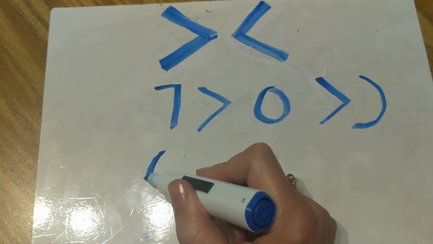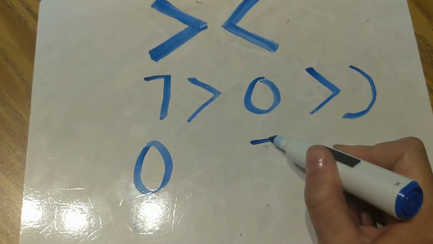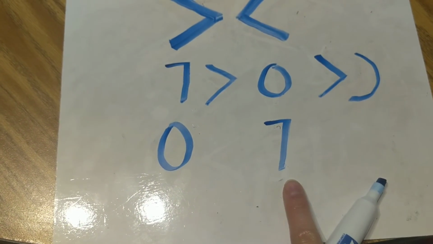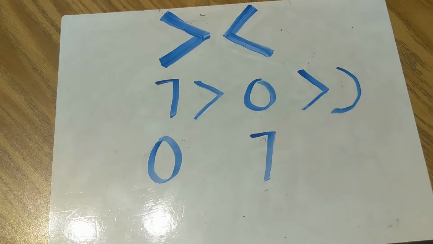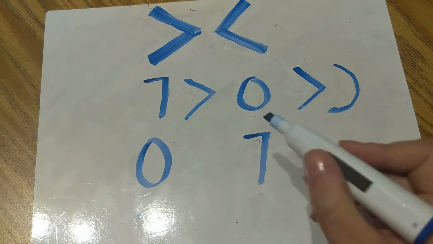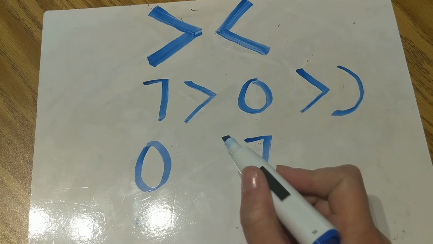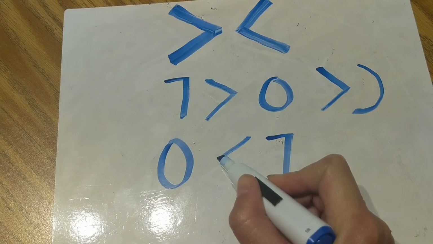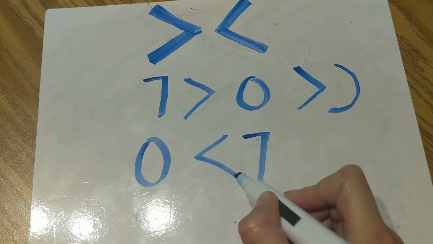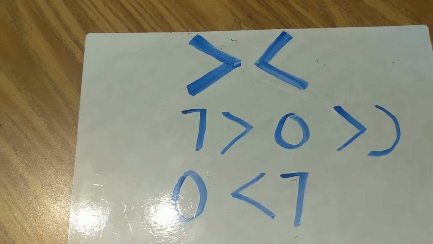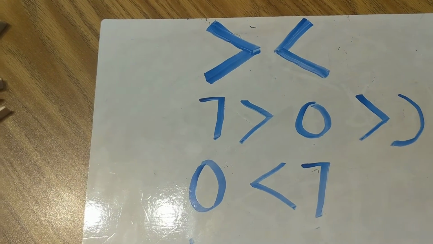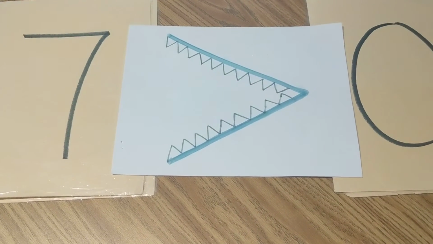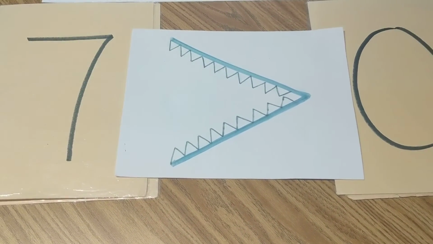Now if the numbers were reversed and the 0 was over here and the 7 was over here, the 7 is still the bigger number. That doesn't change. So my alligator mouth has to go the other way because he still wants those 7 cookies. So this time you start towards the bigger number, slide away from the bigger number and stop, then slide towards the bigger number. Both of these equations still tell me that 7 is the bigger number. And remember, your alligator mouth always wants to eat the bigger number.